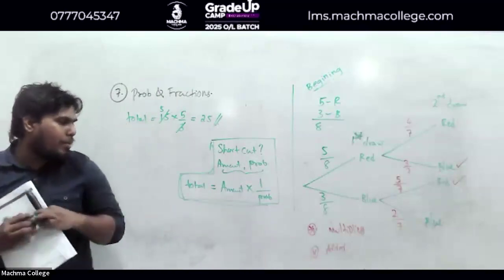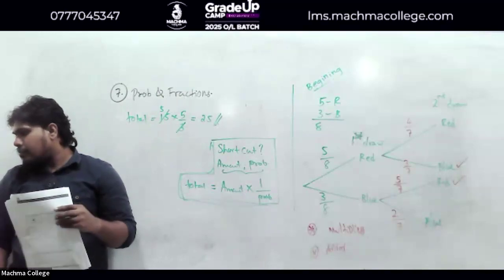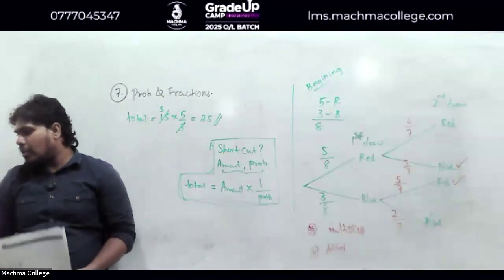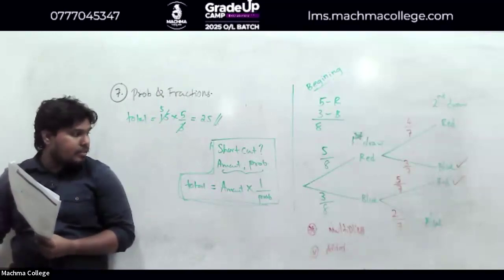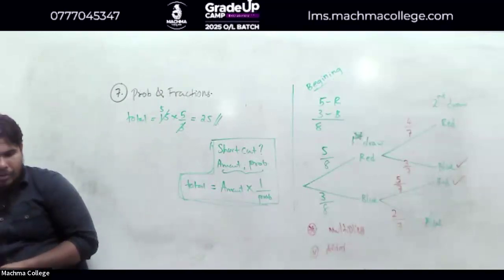If you know the amount and the probability, total is given by amount times 1 over probability, or as reciprocal of the probability. Reciprocal of the probability. Right.